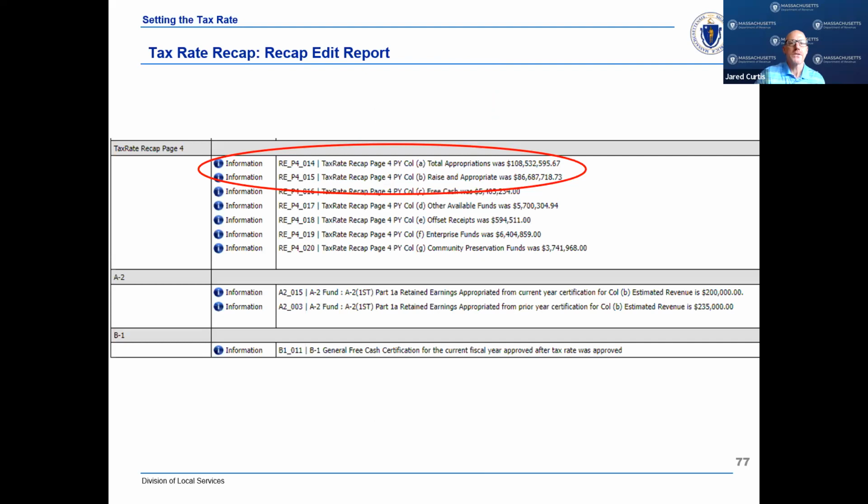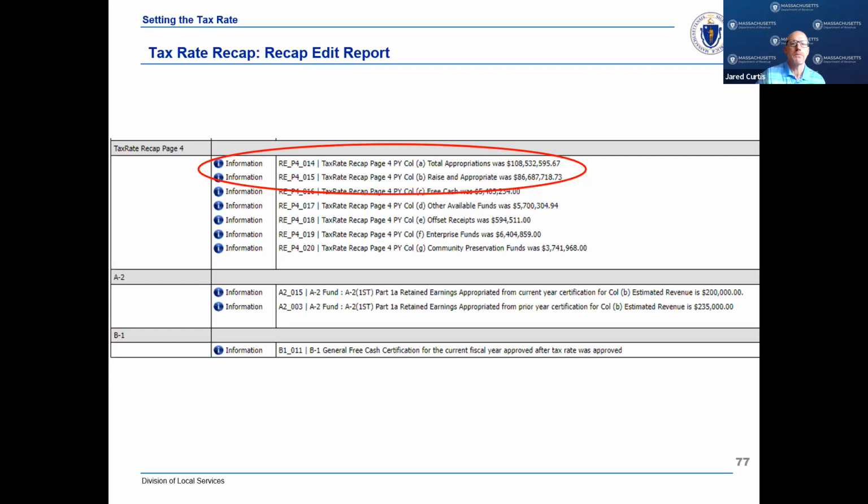There are two informational messages that I want to point out on the recap edit report under tax rate page 4. The first one displays the prior fiscal year total appropriations reported on page 4, column A of the tax rate recap. The second informational message displays the prior fiscal year raise and appropriate amount reported on page 4, column B of the tax rate recap.